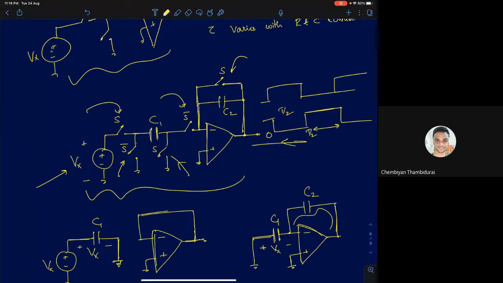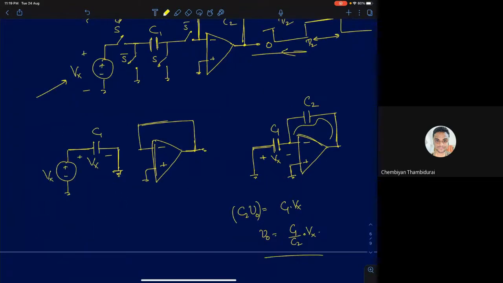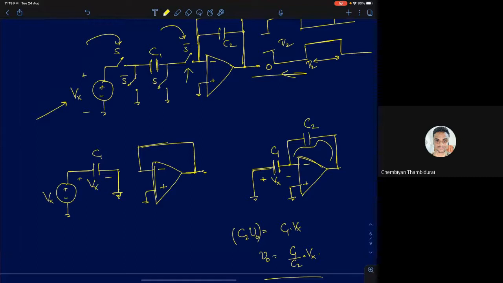So in the positive half cycle, the circuit reduces to something like this. This switch will be open, S bar is open. So your capacitor will be fully charged to the input voltage Vx. Your op amp is in a unity follower mode. So what will be the output voltage? This node is at ground. It's in follower mode. Output will follow the input, so it will be 0. Okay, output will be at 0 volts.